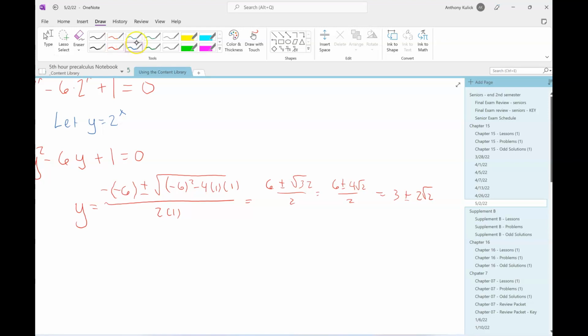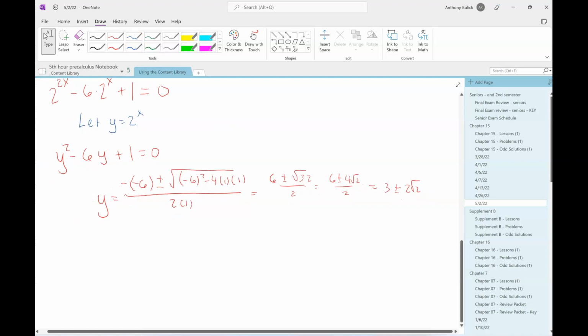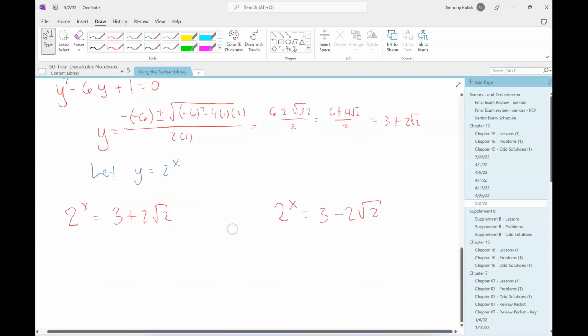However, I'm not done because all I've done here is solve for y. I'm really trying to solve for x. So I'm going to go ahead and substitute back in my 2 to the x. And since this is really two equations with the plus or minus, I'm going to write them separately. So far, so good, Victoria?